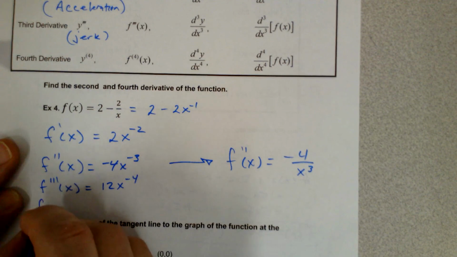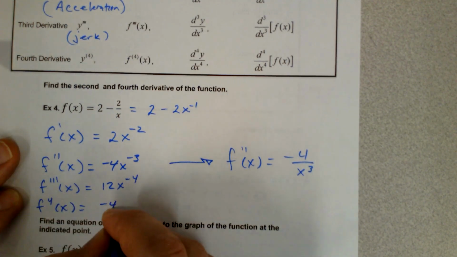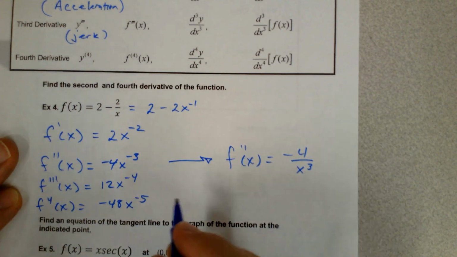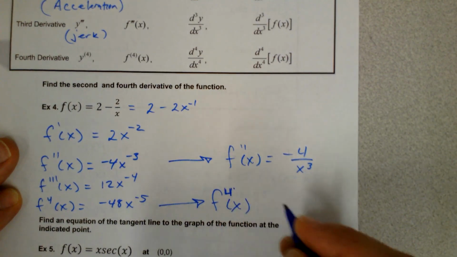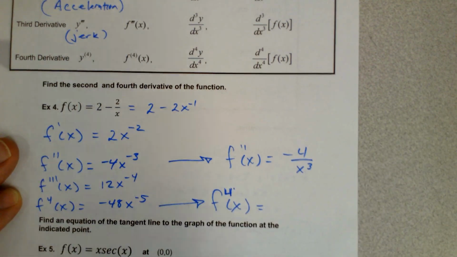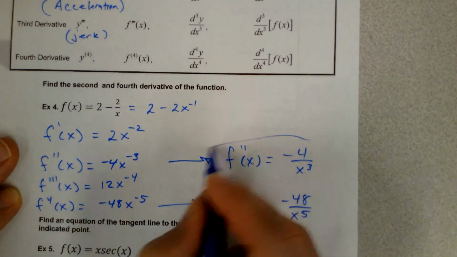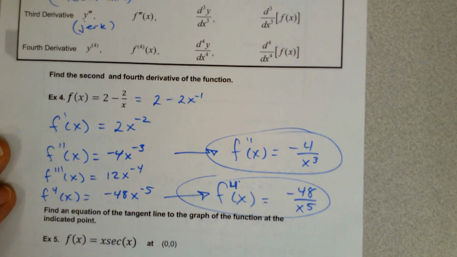And then do it one more time to find the fourth derivative. Take negative 4 times 12, which is negative 48. And then x to the negative fifth. Again, uptown, downtown for that answer. For the fourth derivative, we would get negative 48 over x to the fifth. Okay, so there's my second derivative simplified. There's my fourth. So pretty easy. Just go and find the derivative of each.